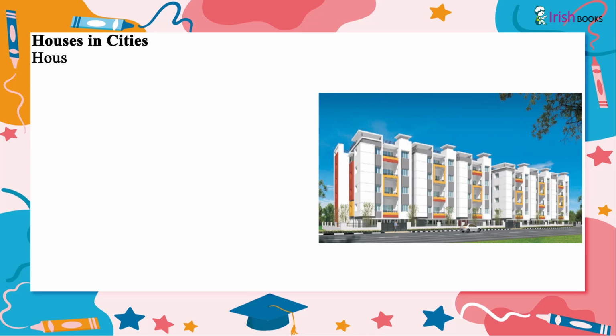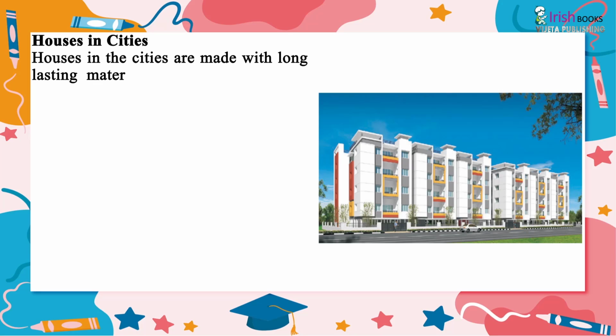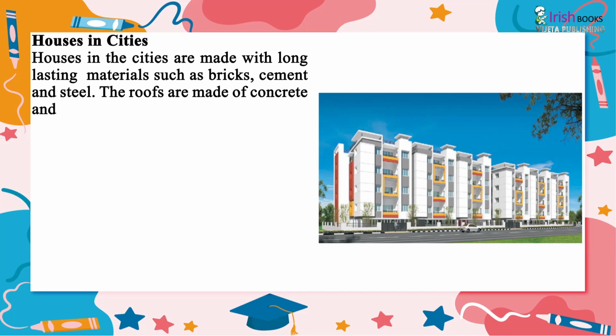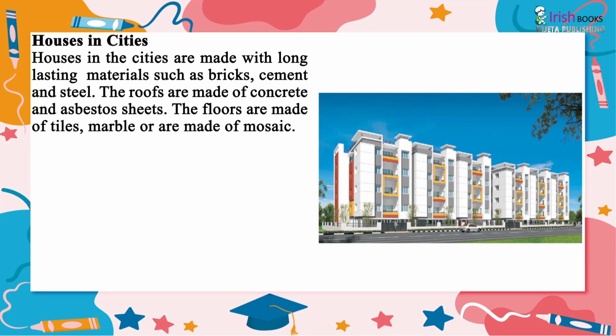Houses in cities. Houses in the cities are made with long-lasting materials such as bricks, cement, and steel. The roofs are made of concrete and asbestos sheets. The floors are made of tiles, marble, or mosaic.